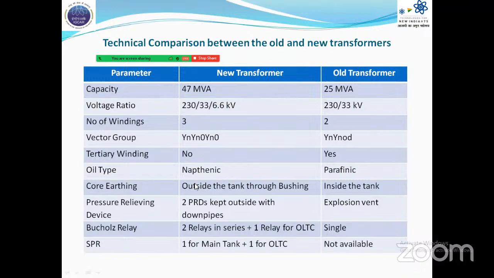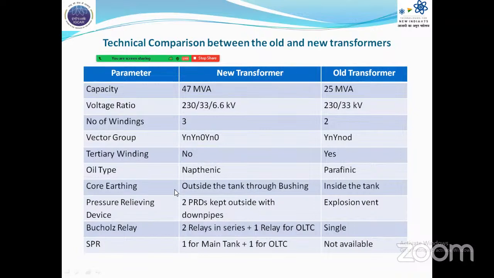Another one is the oil type. In the old transformers, paraffinic oil was used. In the new transformer, naphthenic oil is used, which has a high oxidation stability. So sludge formation and other consequences are reduced by using this naphthenic oil.